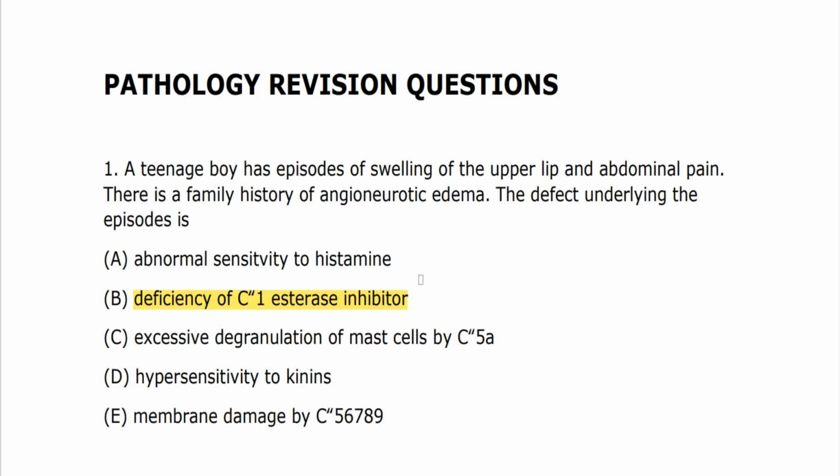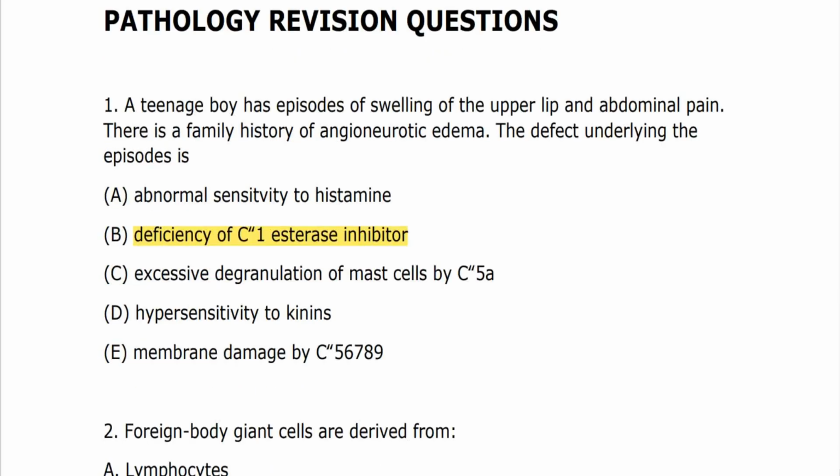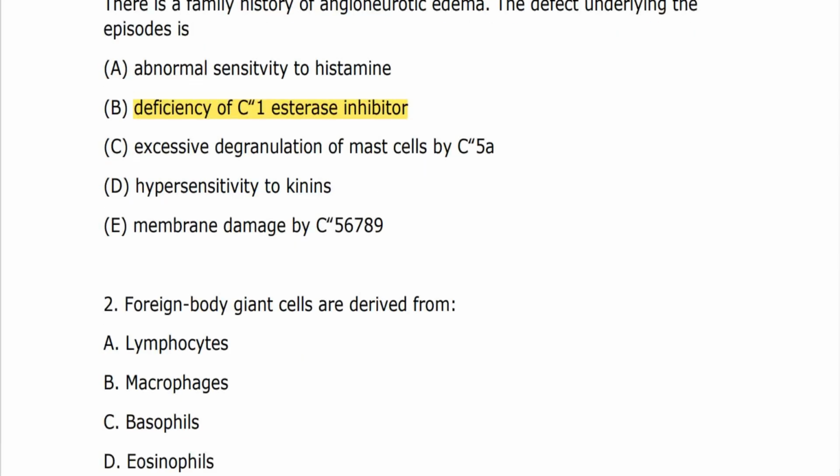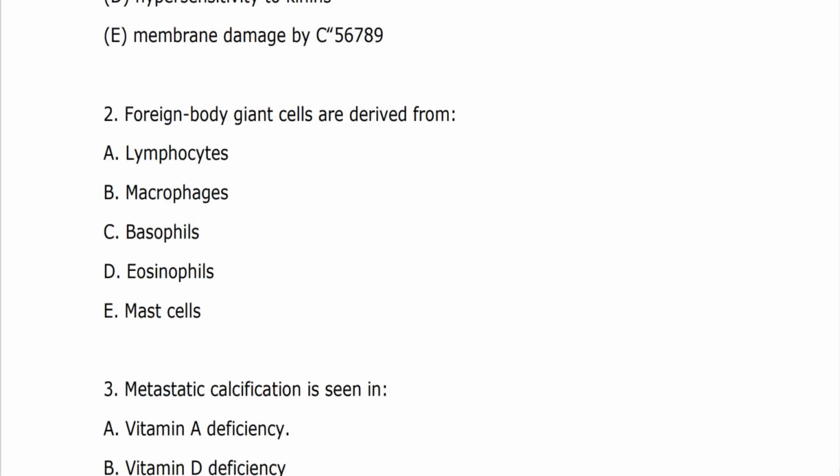All right. So the last option here, which is membrane damage by C5b-9, that's an attempt to represent the membrane attack complex, one of the final products of the complement system that eventually damages the membrane. Okay, so question number 2, foreign body giant cells are derived from.